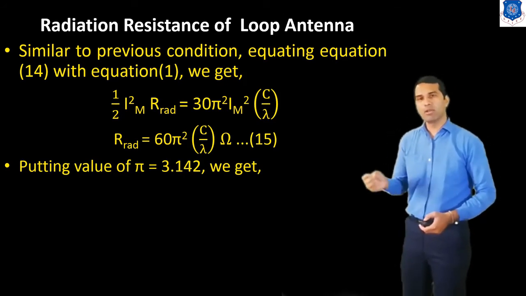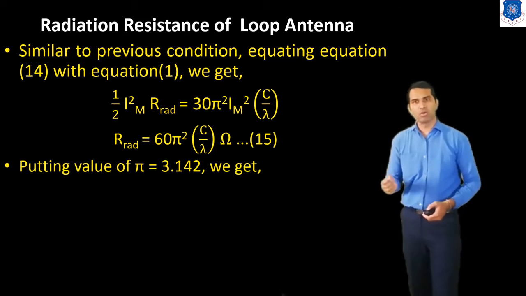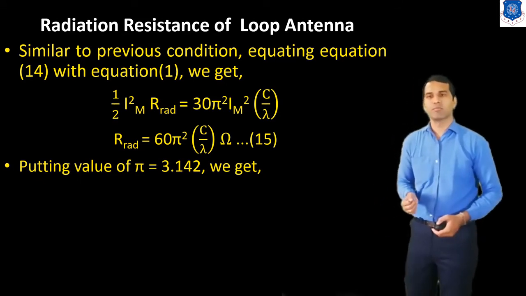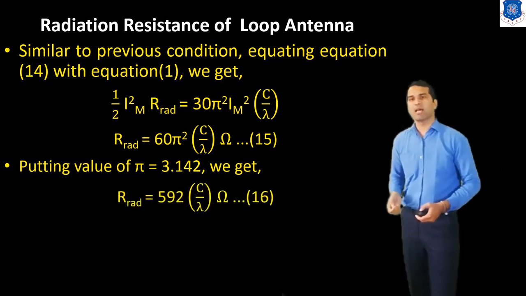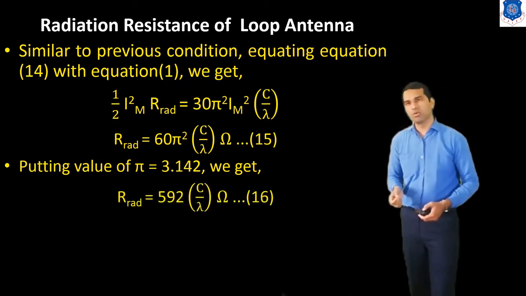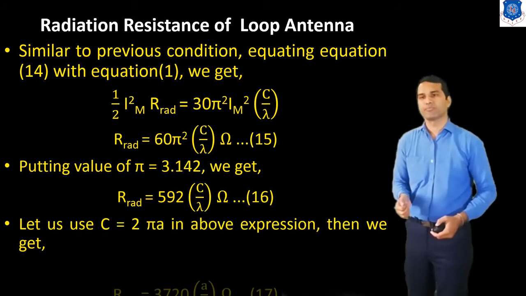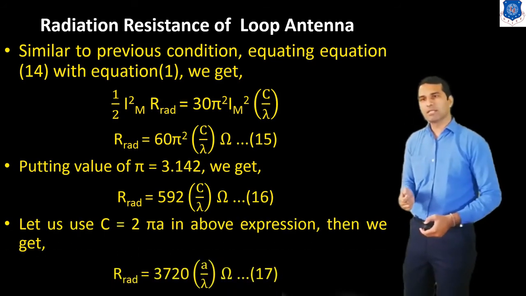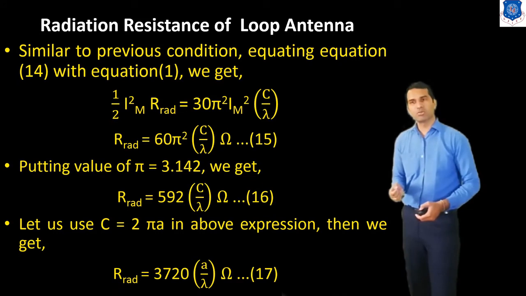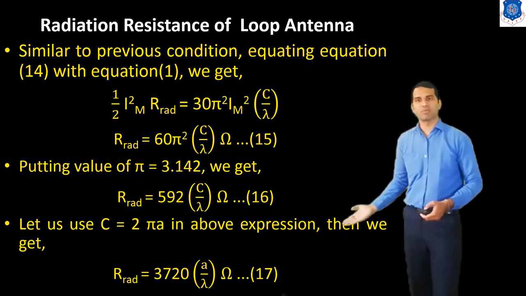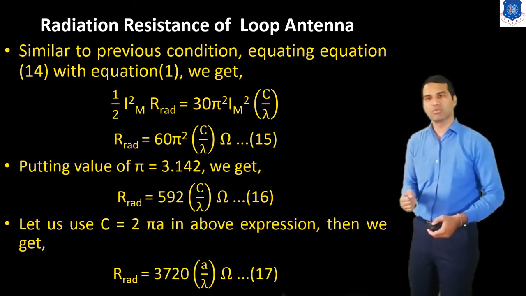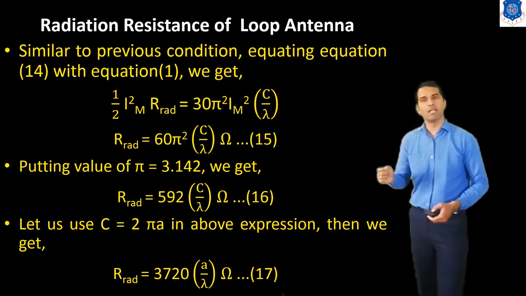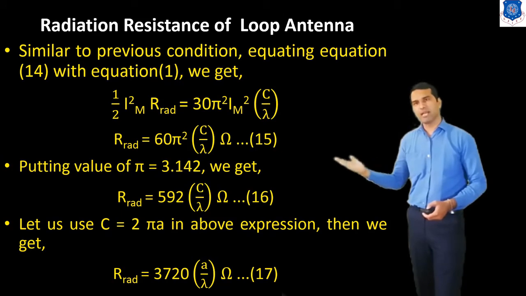Now we put the value of pi. We know that pi is nothing but 3.142. So when we put the value of pi, we get r radiate is equal to 592 C by lambda. Now let us consider C is equal to 2 pi a in the above expression. Then we can write this equation as r radiate is equal to 3720 a by lambda ohm. So we can write the radiation resistance in different forms like this.